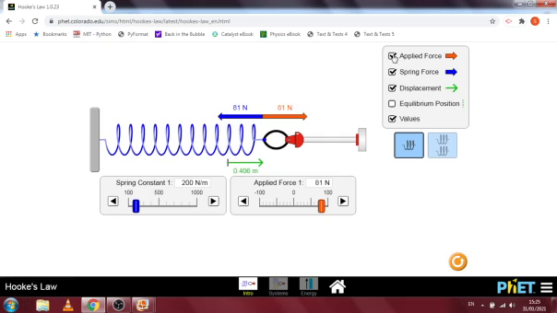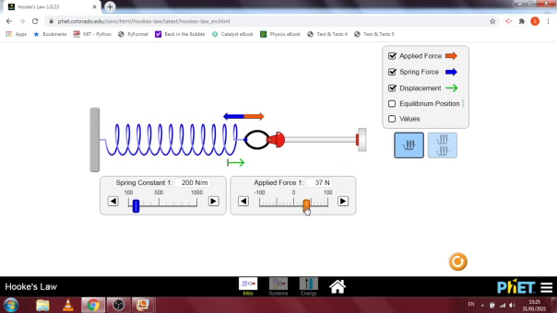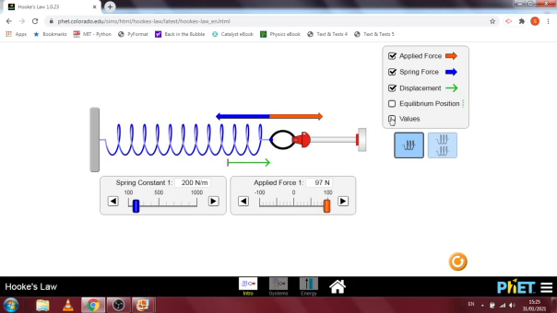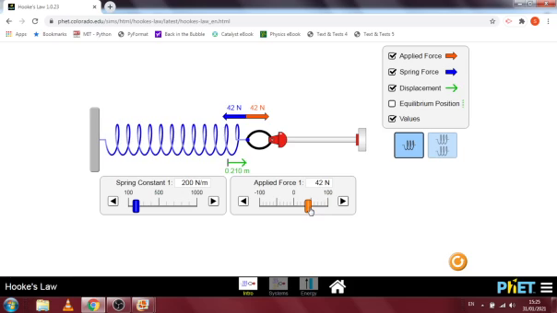So the applied force we can forget about. So we're just looking at this, the restoring force and the displacement. They're the things that matter. And again, the applied force and the spring force will always be the same magnitude, but in opposite directions. So we keep the numbers on them. They're the same size no matter what, but just in opposite directions.